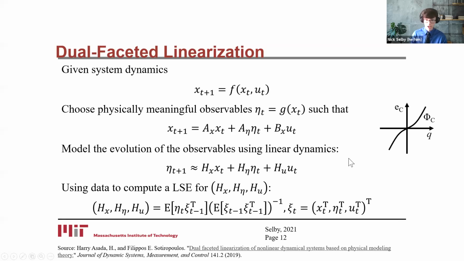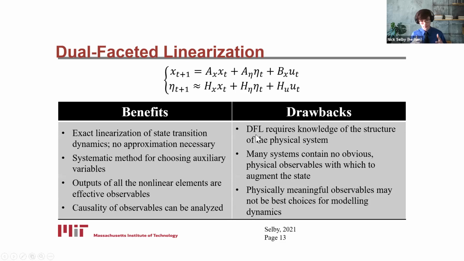And the key point of DFL is to use the outputs of the nonlinear elements, like the nonlinear springs and masses and dampers in the system, like the one kind of shown here in this graph, as observables. And we can use the auxiliary variables to make the state equation, this equation right here, perfectly exact. Now, DFL is a powerful technique. It allows us to exactly linearize the state transition dynamics with a finite set of observables, and it provides a systematic method for choosing those observables, right? Namely, we lift the system with the outputs of all of the nonlinear system elements. It also provides a method that I'll discuss in more detail later to analyze the causality of those observables.